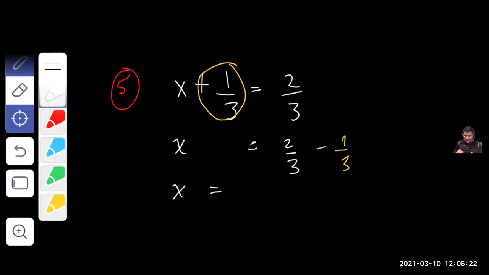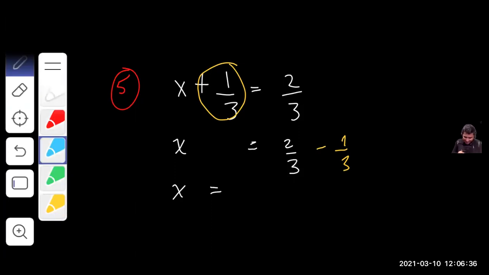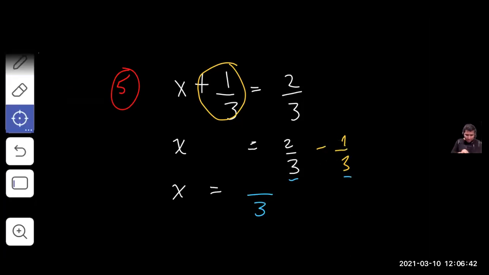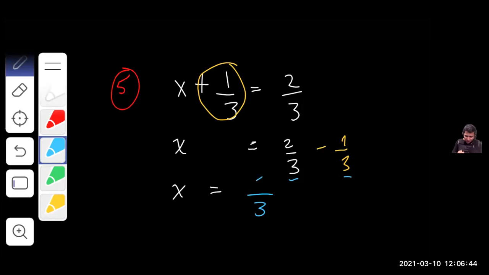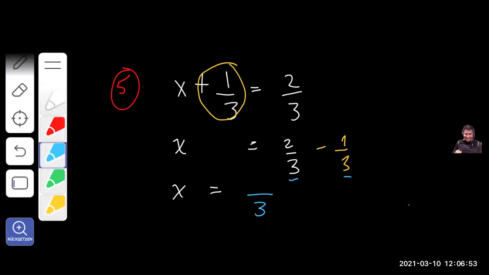Let's solve this. Oh, fractions. Guys, just take it easy. How do you add fractions? If you have the same denominator, you only copy the denominator, 3, and add or subtract the numerators. 2 minus 1 is 1. So it's 1/3. And that is your answer, which is called the solution. Excellent. Just like that, guys.